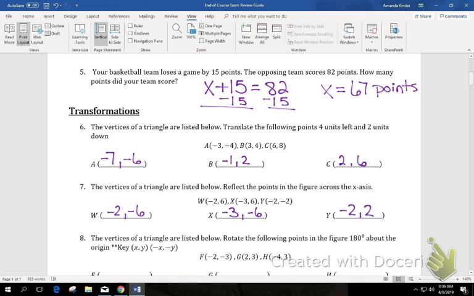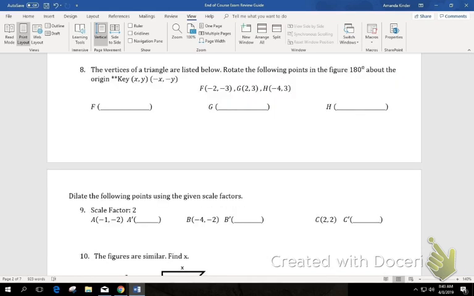Okay, so for point F, I just need to scroll down. For point F, I am going to do, what is it, guys? 2, 3. And then for point G, -2, -3. And then for point H, 4, -3.